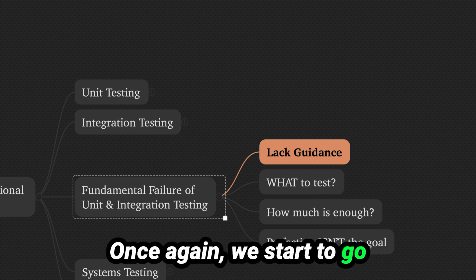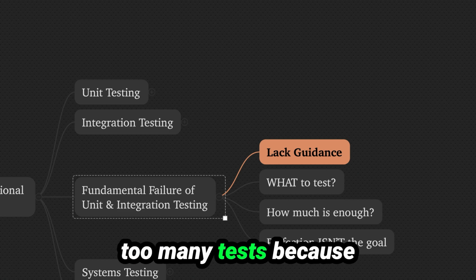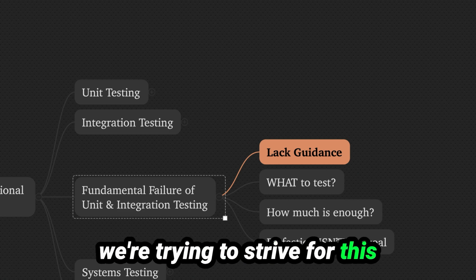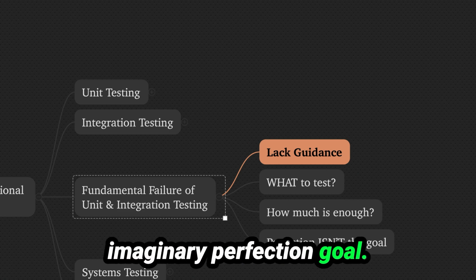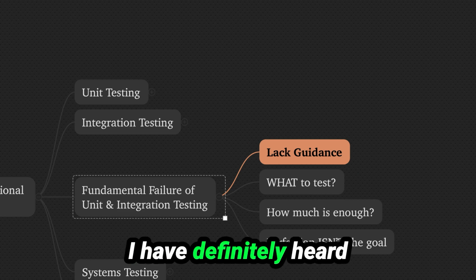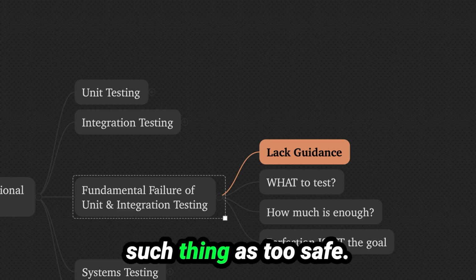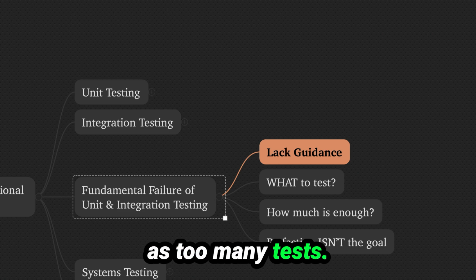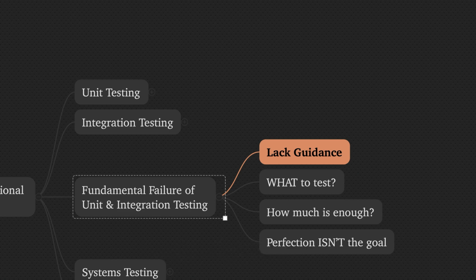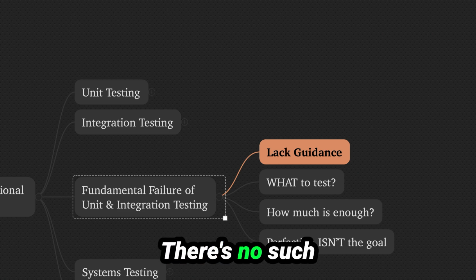Once again, we start to go off the deep end of having too many tests because we're trying to strive for this imaginary perfection goal. I have definitely heard developers say there's no such thing as too safe. There's no such thing as too many tests. No, that is not true. There's no such thing as perfection.